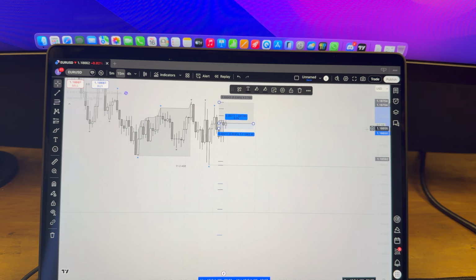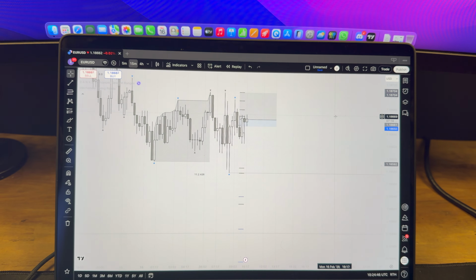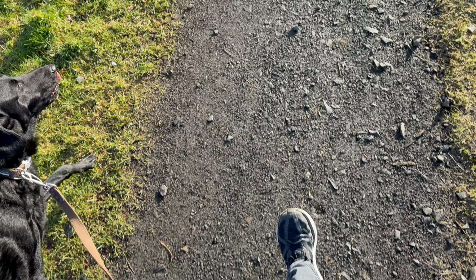So I've just entered this trade on Euro USD, either a very good trade or a bad trade.